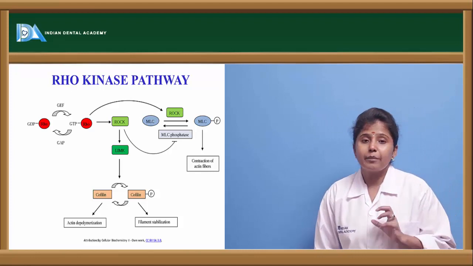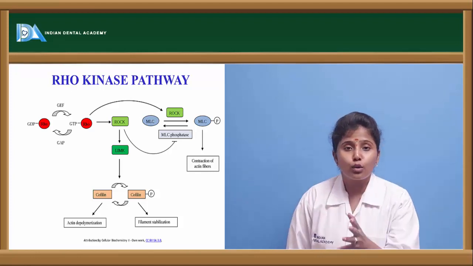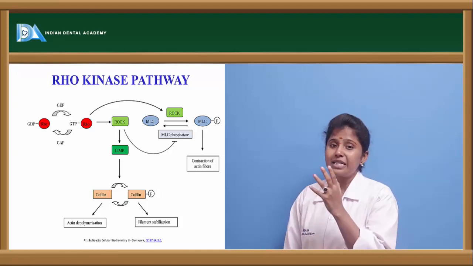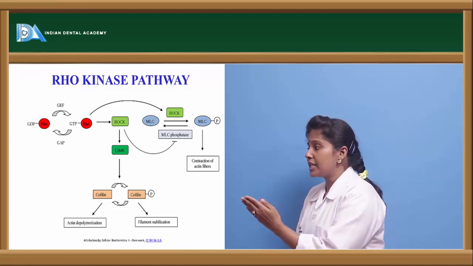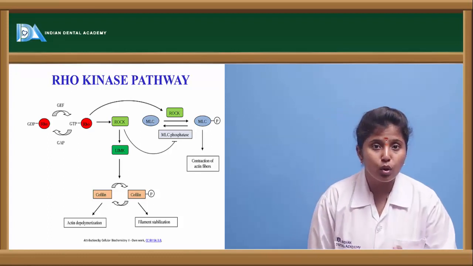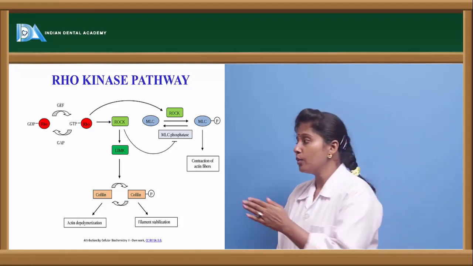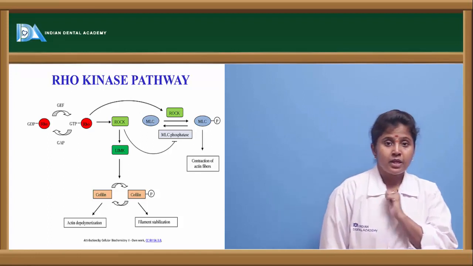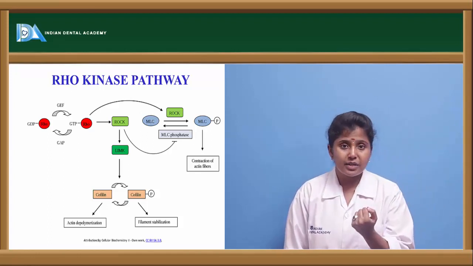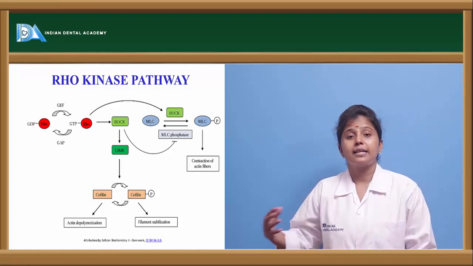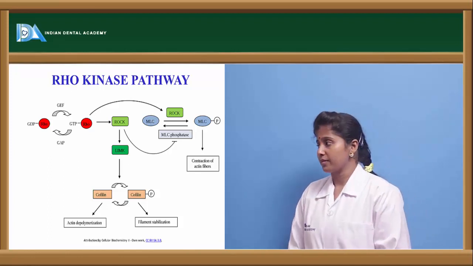The other one is the Rho kinase pathway. So Rho is an important factor here. Once GTP is converted to GDP, the Rho is converted to Rho kinase. These Rho kinases play a very important role in the conversion of myosin light chain to myosin light chain phosphate. They allow the phosphorylation of myosin light chain with the help of an enzyme called myosin light chain kinase, and thereby they aid in the contraction of the muscle fibers.